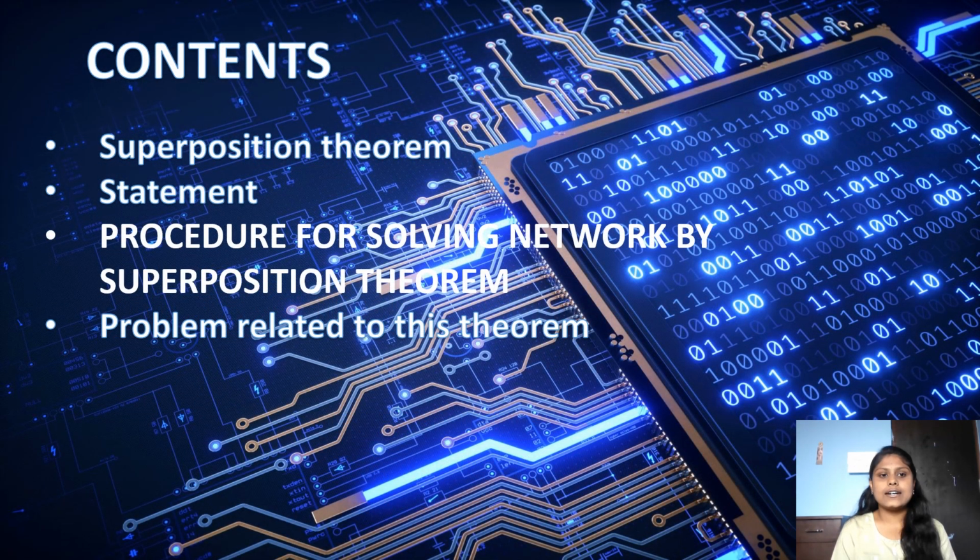So let us see the contents. Superposition theorem and its statement, procedure for solving network by superposition theorem, and a problem related to this theorem.